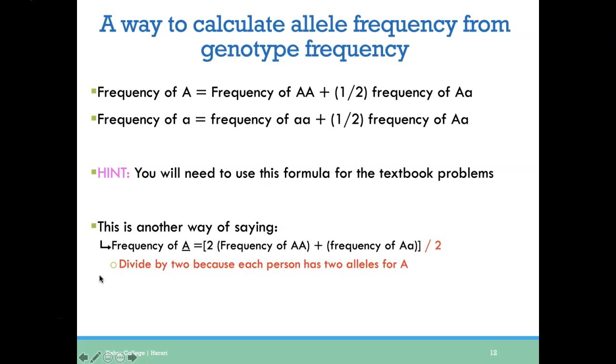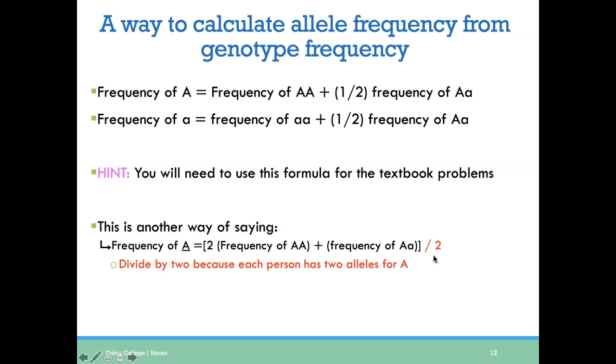If you want to understand this a little more, it's the same way of saying, to figure out the frequency of big A, for each person who has big A big A, you multiply 2 times that, because each of these people has 2 copies of big A. Plus, you add 1 times however many heterozygotes there are, because each heterozygote has 1 big A. So this gives you the number of big A's, but then you have to realize that each person has 2 alleles for A. So you have to divide all of this by 2 to figure out the frequency of just big A.